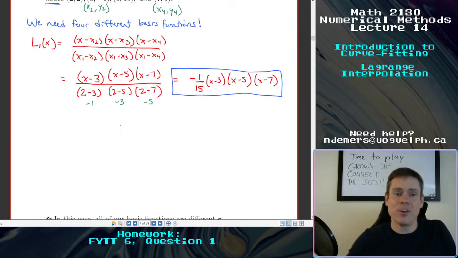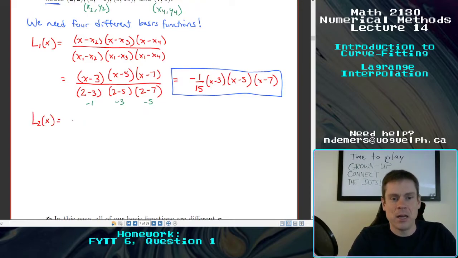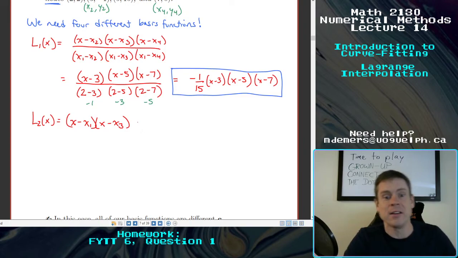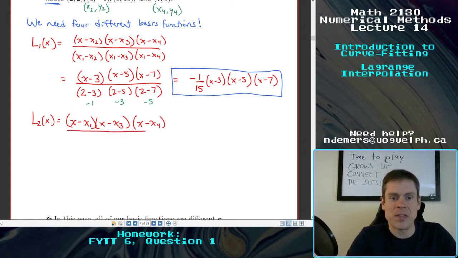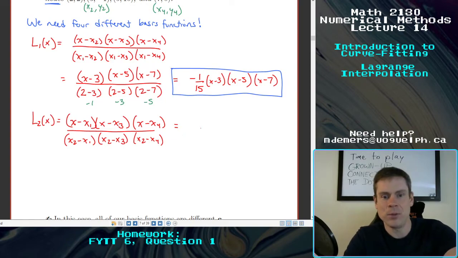Okay, that's one down, but we need 3 more, so let's just do them. L2 of x will be, just to give you a feel for it, I'll do one more time here, x minus x1, x minus x3, so skipping over again that second one, x minus x4, and then we put that over x2 minus x1, x2 minus x3, x2 minus x4, and we could put that together without too much trouble.